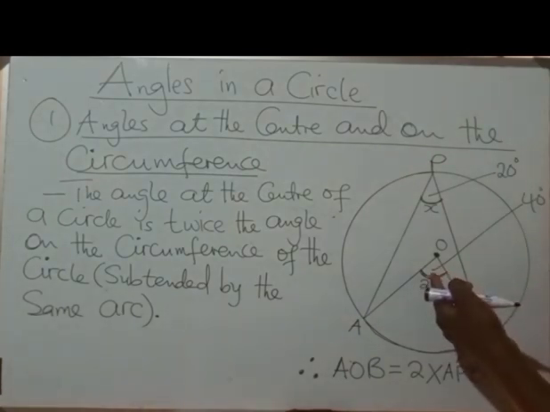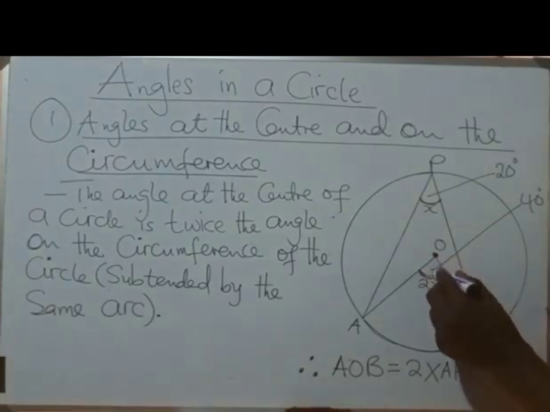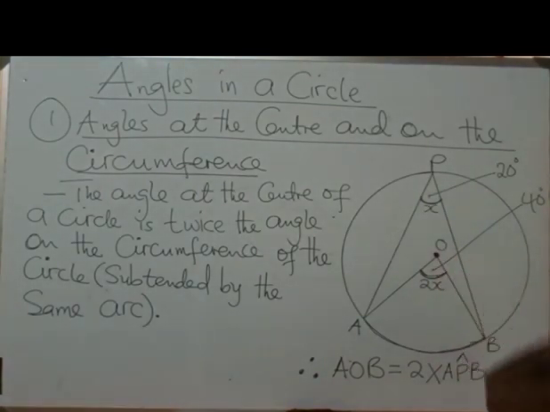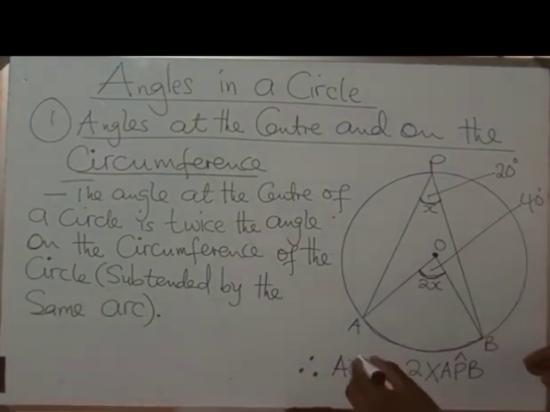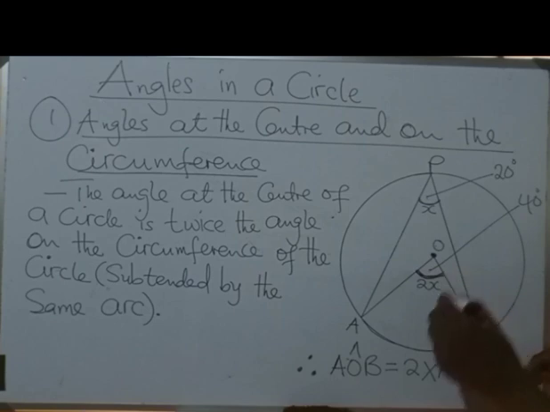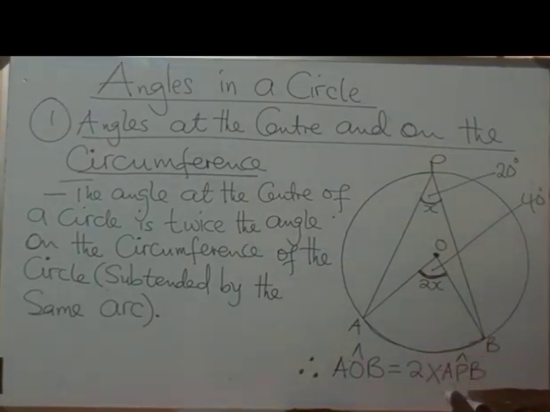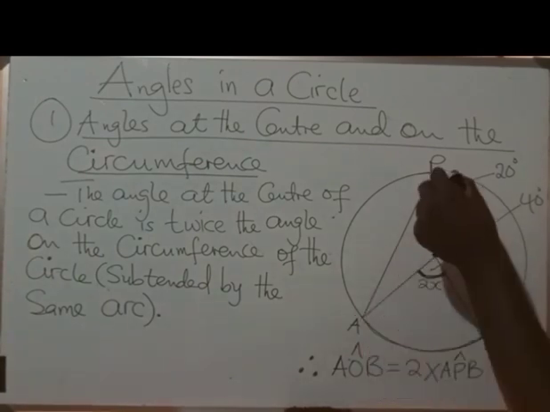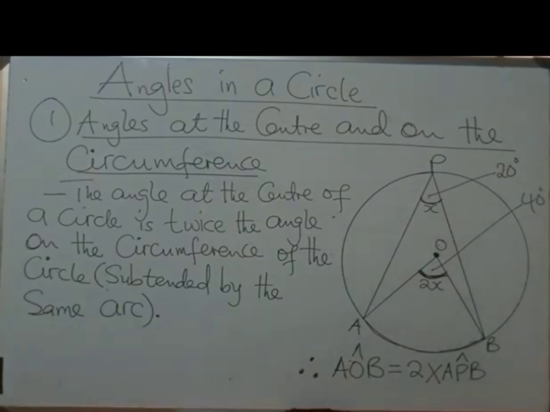If this at the center is 50, that one there will be 50 divided by 2, which will be 25. So no wonder we are saying, therefore, angle AOB is equal to 2 multiplied by angle APB. That is what we have, and this is the way it goes.